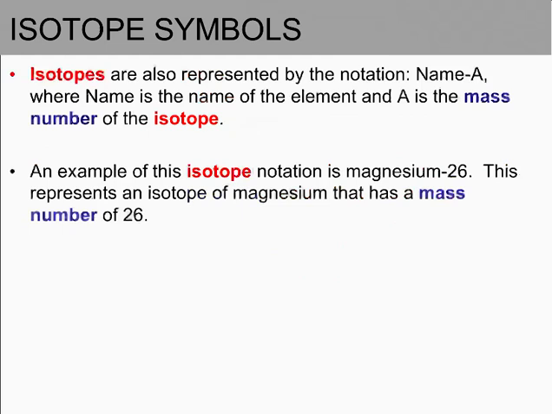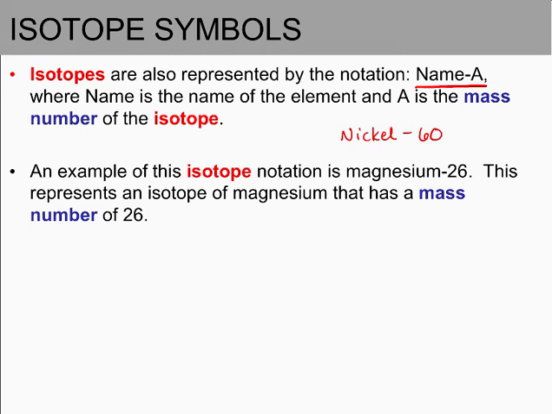Now there is another representation for an isotope, and that involves just listing the name of the element and then putting a dash next to that, followed by the mass number of the isotope. So for nickel, for instance, we could just write out the name and then dash and then put the mass number, which for our previous example was 60.